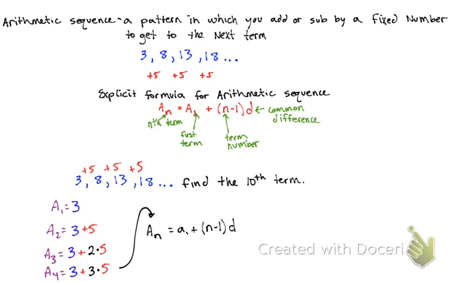So a of 10 equals a sub 1, that's your first term, which is 3, plus the term you're looking for is 10, so 10 minus 1 times your common difference. Common difference here is 5. And 10 minus 1 is 9. 9 times 5 is 45. 45 plus 3 is 48. So the 10th term is 48.